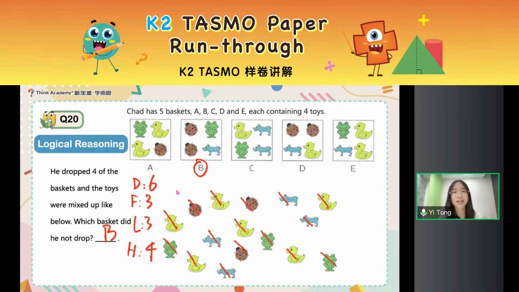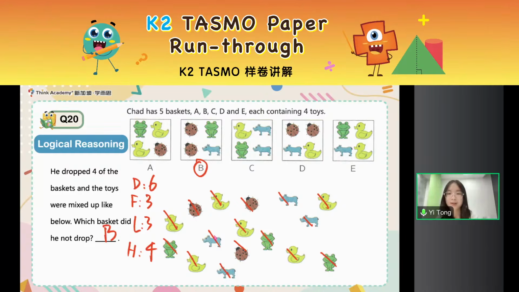Which basket has 2 ladybugs? B and also D. Right, so we still don't know which one it is, B or D. No, we don't have any idea. So we keep going. Ladybug doesn't work.